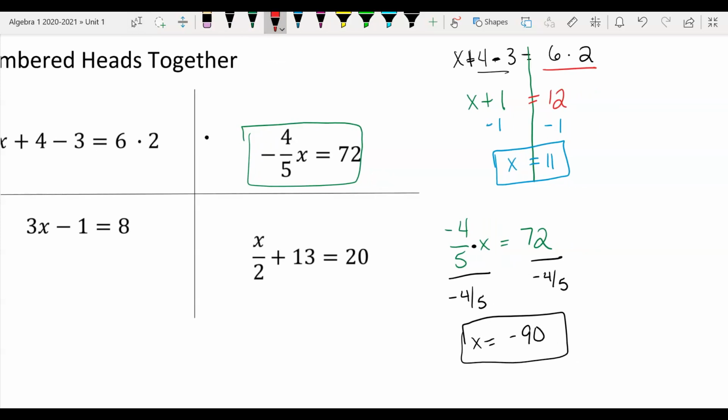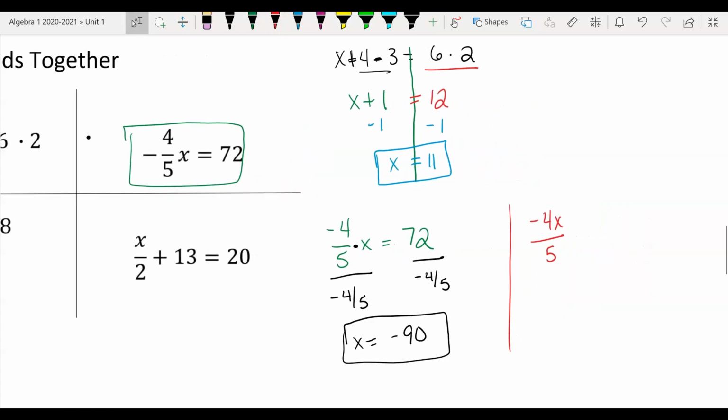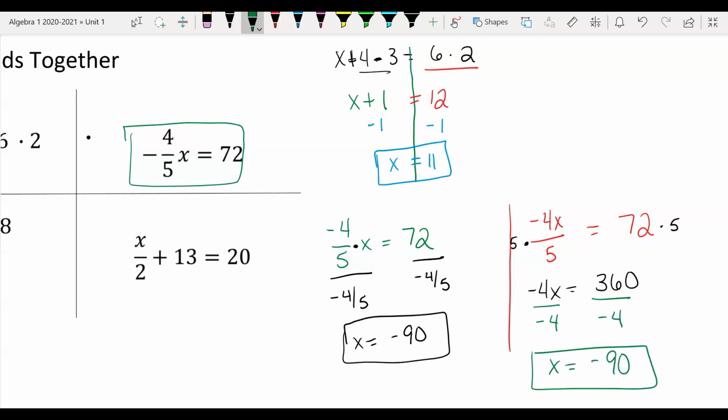However, another way to rewrite this is, because I'm multiplying, I can rewrite it as negative 4x divided by 5. When you multiply, you multiply the top, and the bottom stays the same. So now I'm taking negative 4x and dividing by 5. The first step would be to multiply by 5. So I get negative 4x equals 360. Now I'm going to divide by negative 4 to get my negative 90.